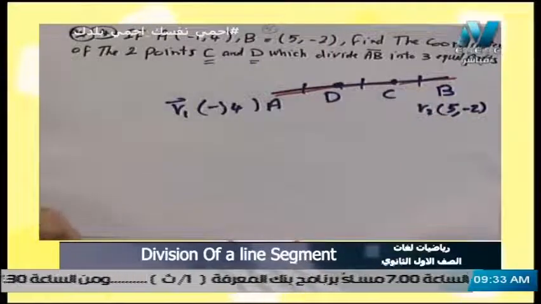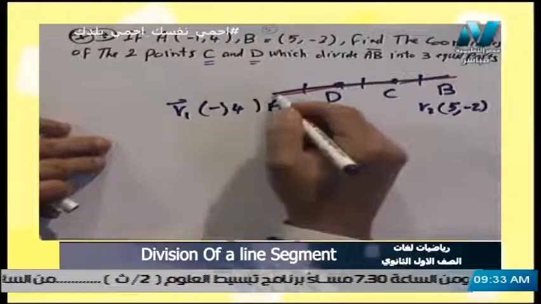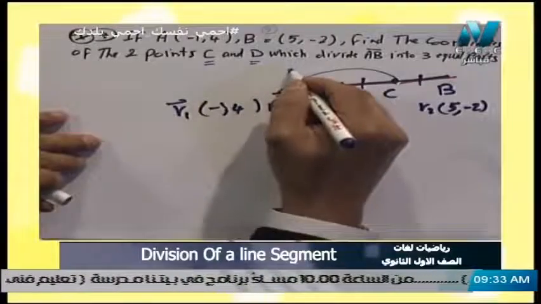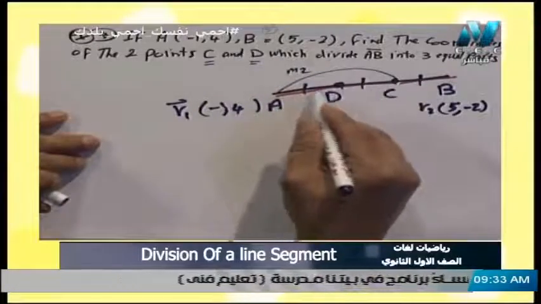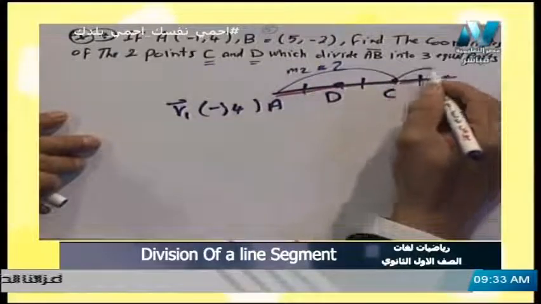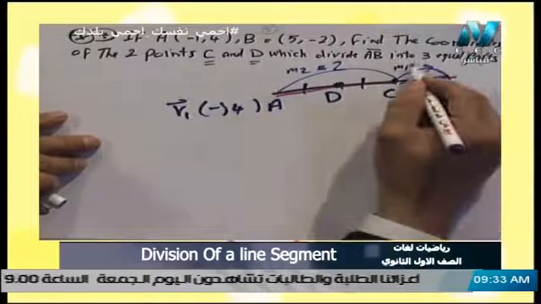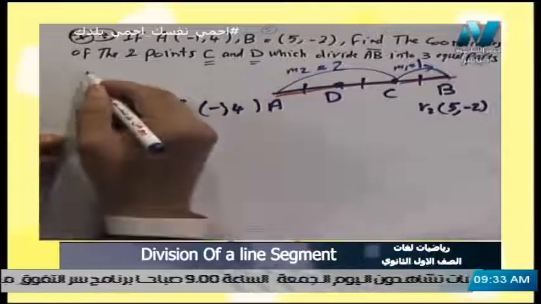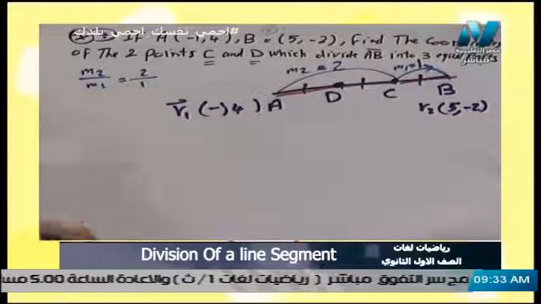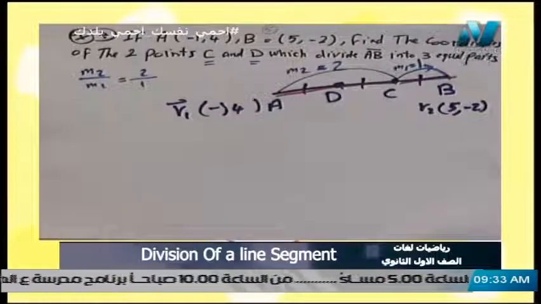So if we concentrate about AC as M2, AC here will be M2, and of course we have 2 parts, so it's 2. And CB here is M1, which is 1 part, so it's equal 1. So we can write M2 over M1 equals 2 over 1. It's very easy. And we can apply the rule, which is R.